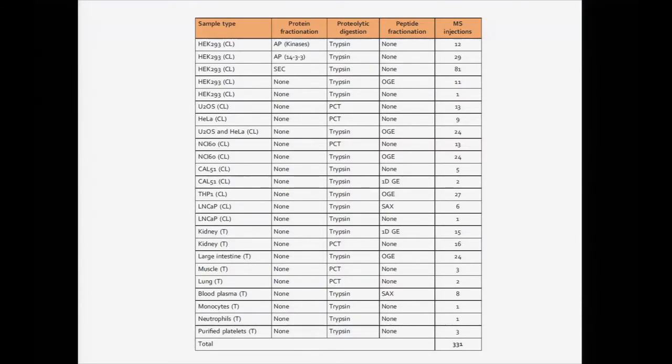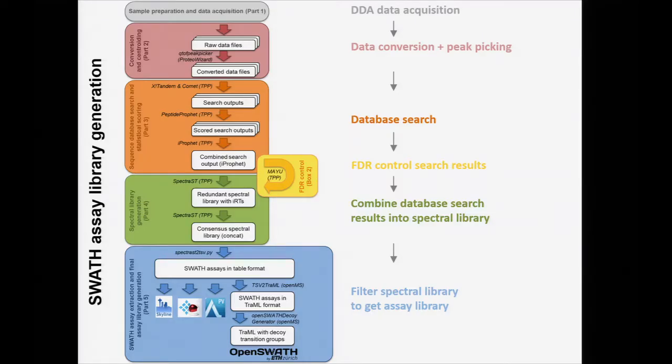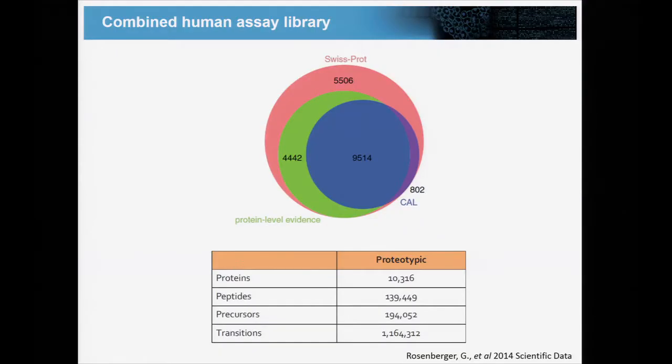And we said, okay, we're going to search these all together and see where we get to, right? So we're going to generate an assay library. We just went through exactly the procedure that I described with all this data. And here's the results. Using these strict Mayu-based protein false discovery rate approaches, we could identify around 10,000 proteins. This had about 140,000 proteotypic peptides and almost 200,000 precursors. And when we turn this into an assay library, if we take 6 fragments per peptide, then you have about 1.2 million transitions in this library.